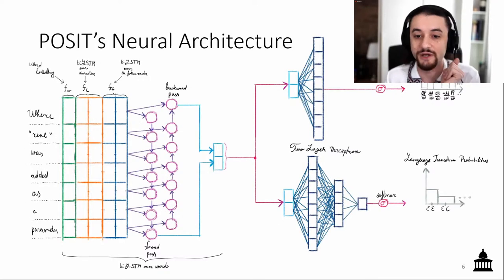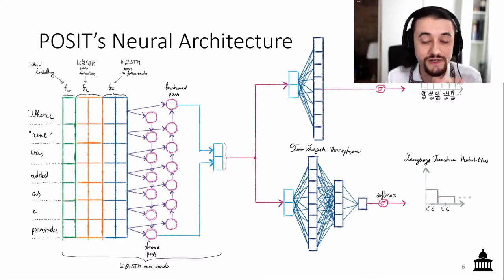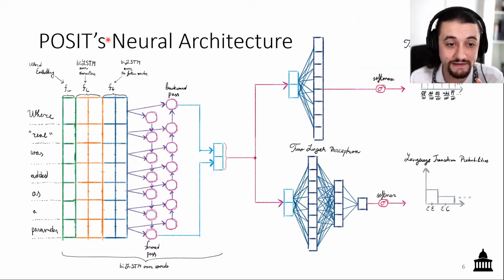And there we go. POSIT's neural network is composed of three main parts. First, it concatenates three embeddings, a word level embedding, a BiLSTM over characters, and a BiLSTM over feature vectors. It then passes it through a word-level BiLSTM, and we combine the forward and backward pass to obtain the embedding for the final sentence. This is done on a sentence basis.